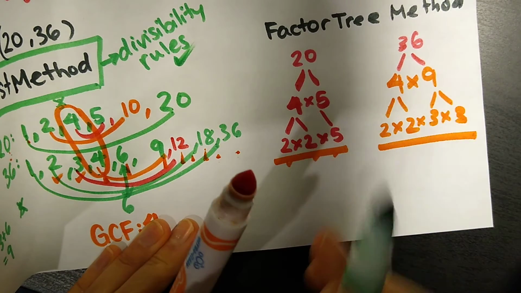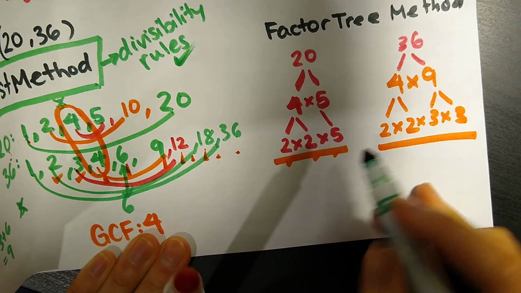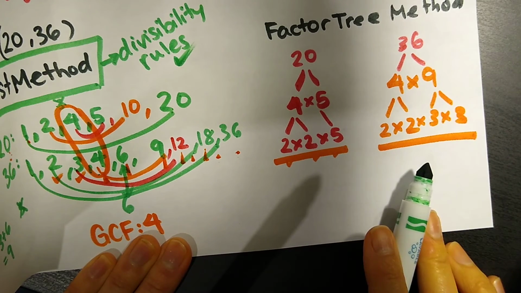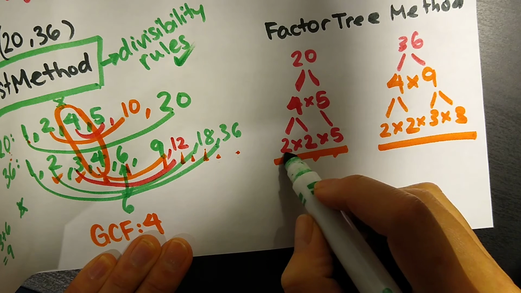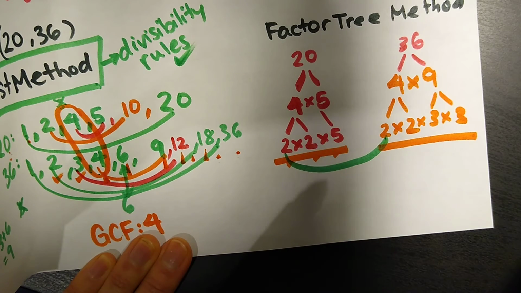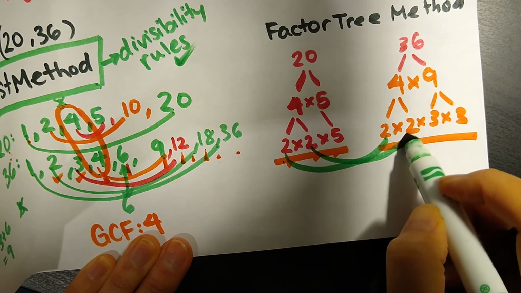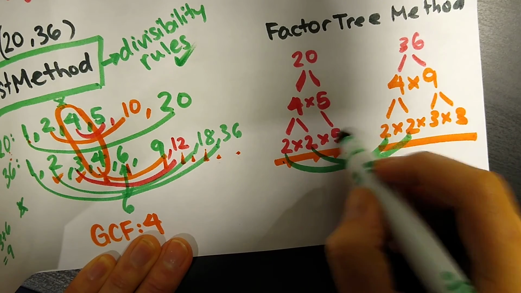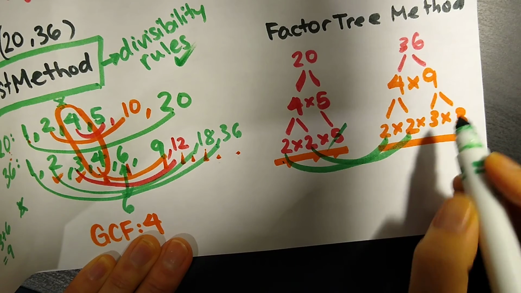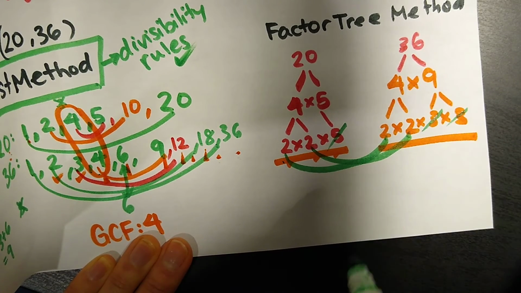Now this is the part where students get a little bit confused. When I look at the two trees, all I need to do is pair up the ones that are common. So there's a 2 here and there's a 2 here. There's a 2 here and there's a 2 here. There's no 5 in this one, so it's not common. There's no 3 in there. There's no 3. So only the 2 and the 2.